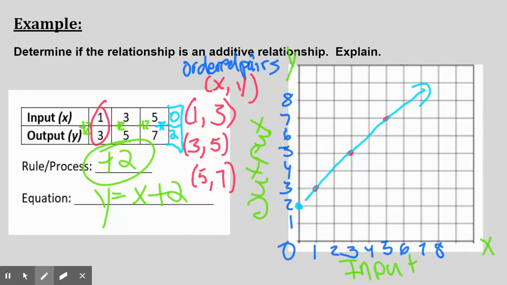And now I can connect. So your graph for an additive relationship, like we said previously, will start here on the y-axis. It will not start in the origin. So that's one way we're going to be able to tell the difference between the two relationships.